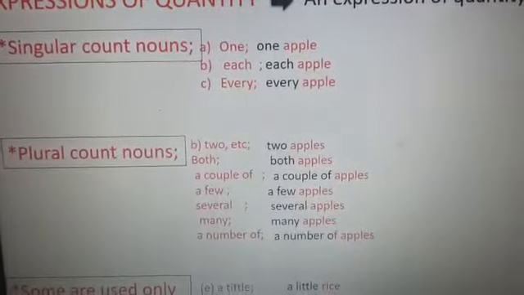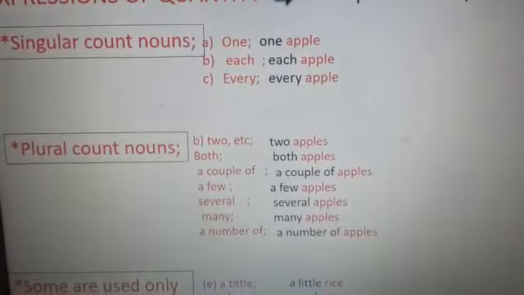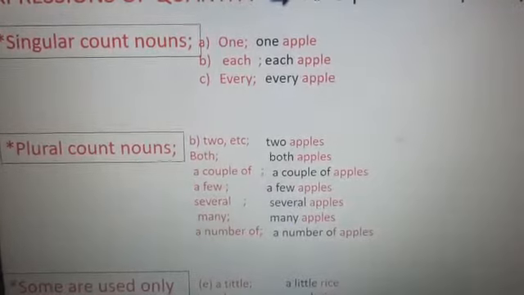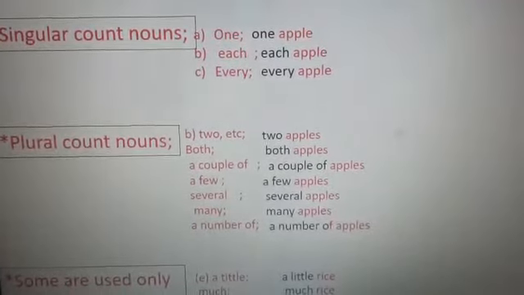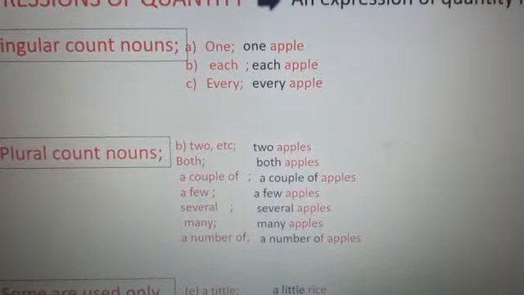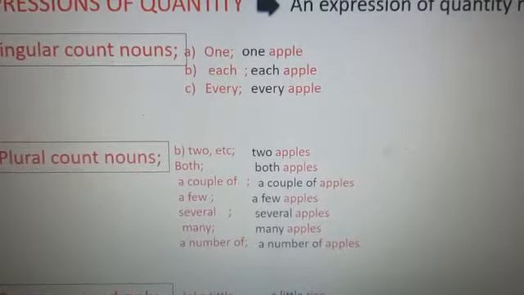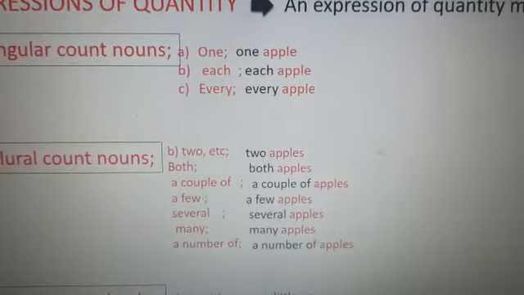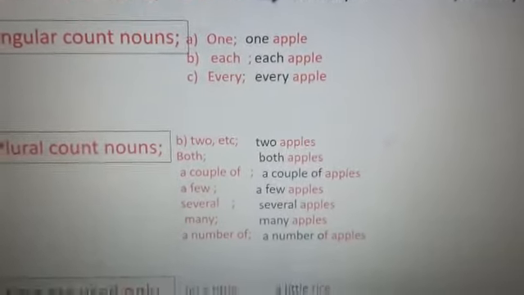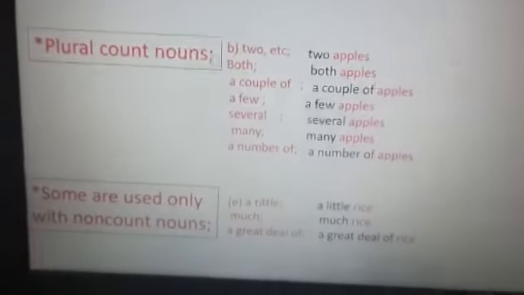With a plural count noun, we use two, three, four, five, etc., both, a couple of, a few, several, many, a number of. For example, two apples, both apples, a couple of apples, a few apples, several apples, many apples, a number of apples. Apples is a plural count noun.